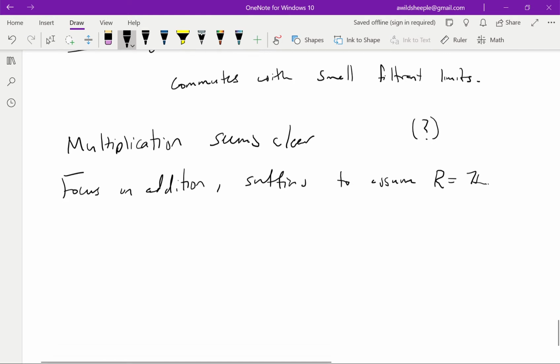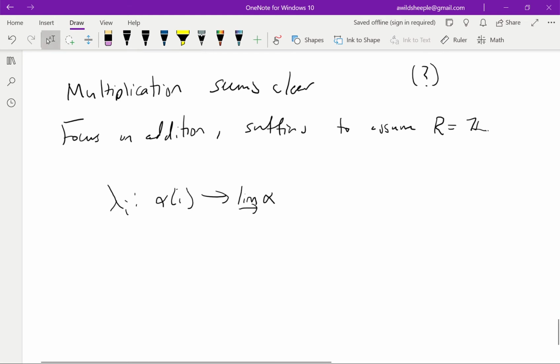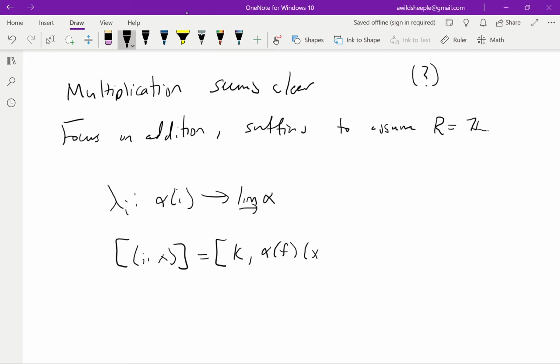We're going to call the maps into the limit lambda I. So we have these maps lambda I, alpha I, to the limit. And from the proposition, we know how to represent these as equivalence classes. So in particular, we can write them as pairs (I, x), for some x. And the equivalence relation lets us say that (I, x) is equal to (k, alpha f of x), let's just make sure I get these parentheses placed okay, whenever f is a map I to k.